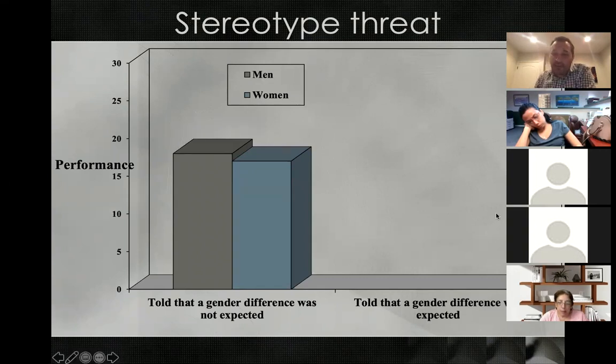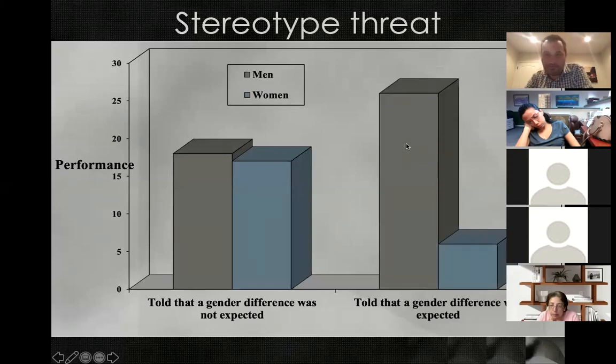However, the other half of the participants were told that a gender difference was expected. That when we've given this test to thousands of people in the past, men tend to perform better than women. And when the men and women take this test, the exact same test as the other half of the participants, when they take this test, suddenly the men outperform the women. Okay, now what's happening here?